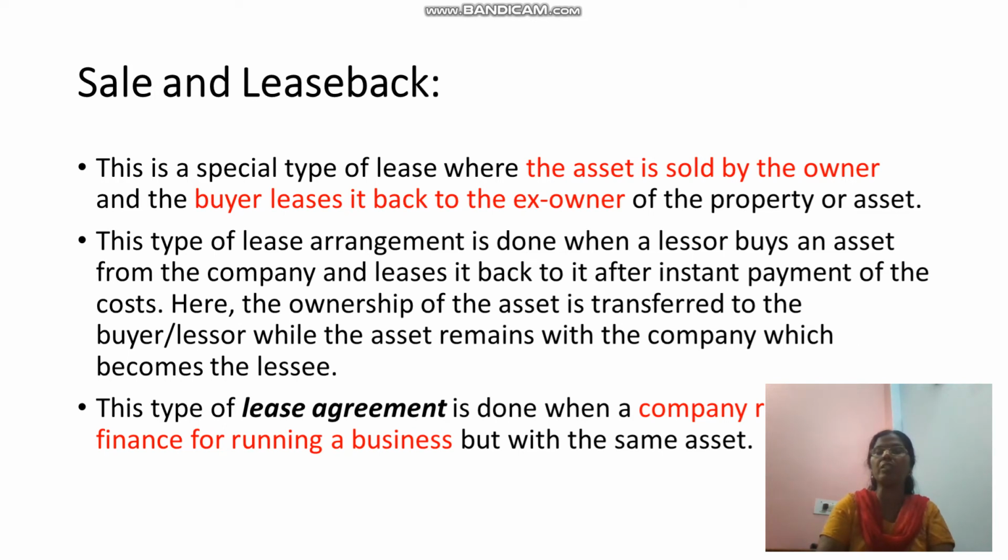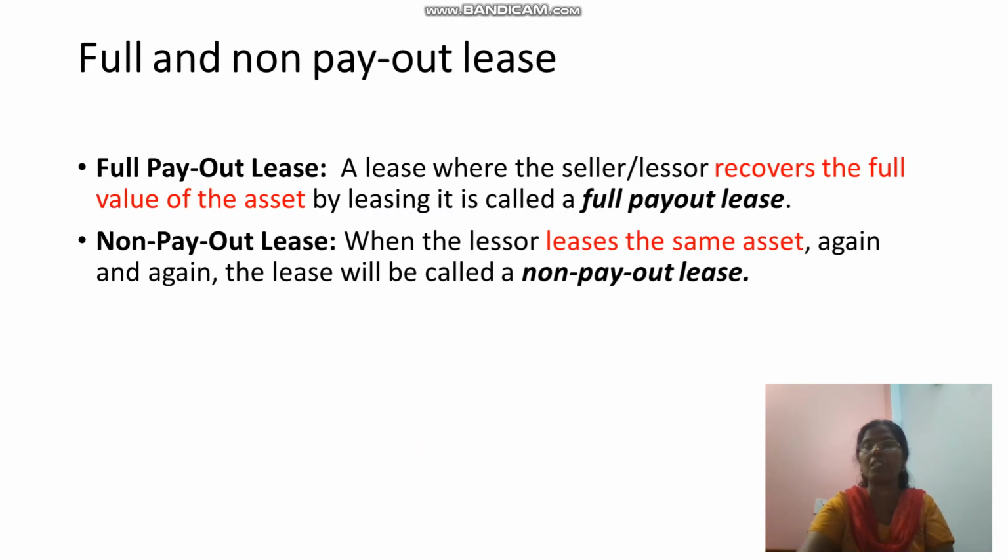This is mostly done when a lessor buys an asset from the company and leases it back to the company after instant payment of the cost. Here the ownership of the asset is actually transferred to the buyer or lessor, while the asset remains with the company, which becomes the lessee. So this type of lease arrangement is done when a company has to bear the finance for running a business but with the same asset.